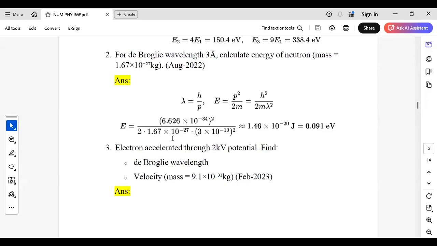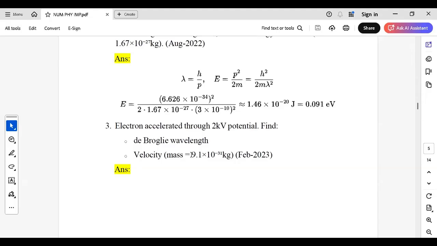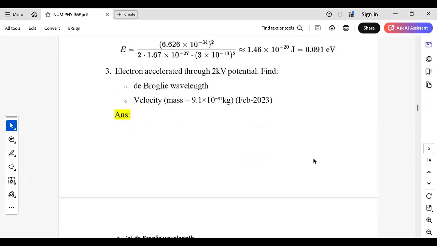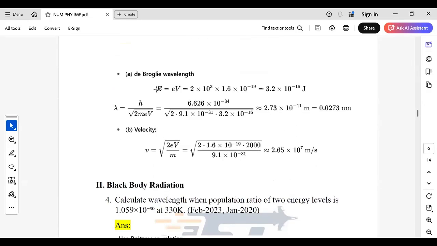An electron accelerated through a 2 kilovolt potential. Find the de Broglie wavelength and velocity. Mass is given as 9.1 into 10 to the power minus 31 kg, that is the mass of an electron. Now the formula: E is equal to electron volt, which is 2 into 10 to the power 3 into 1.6 into 10 to the power minus 19, which is 3.2 into 10 to the power minus 16 joule.